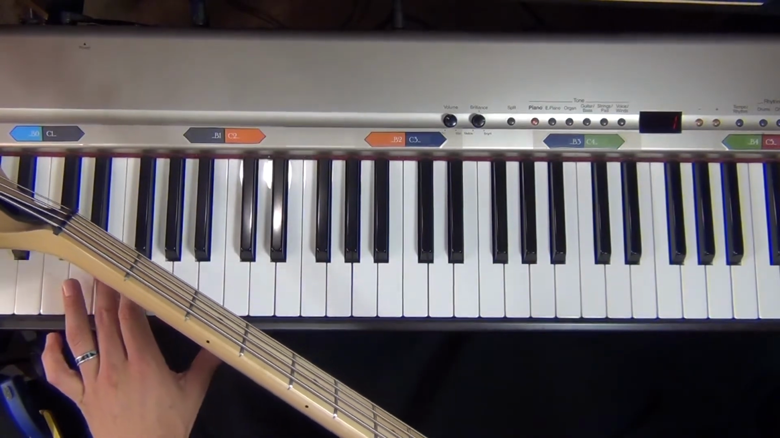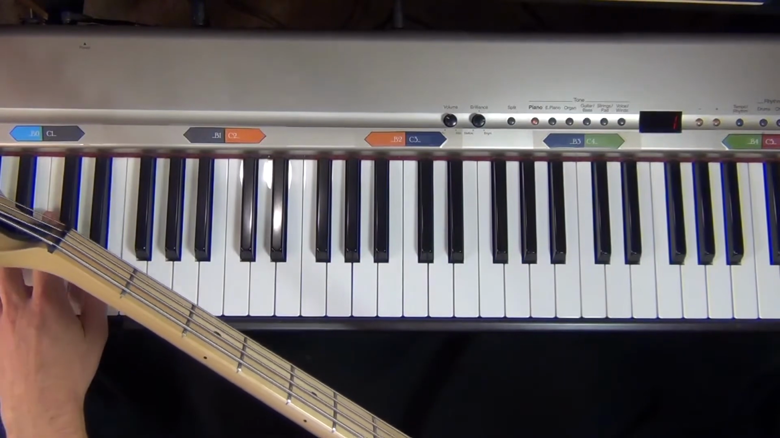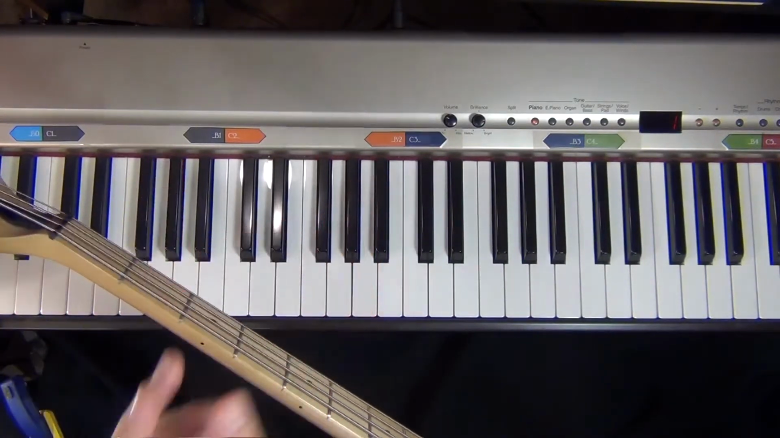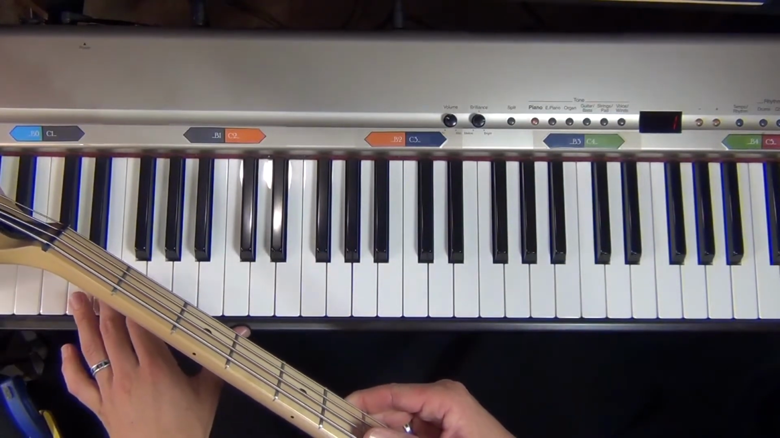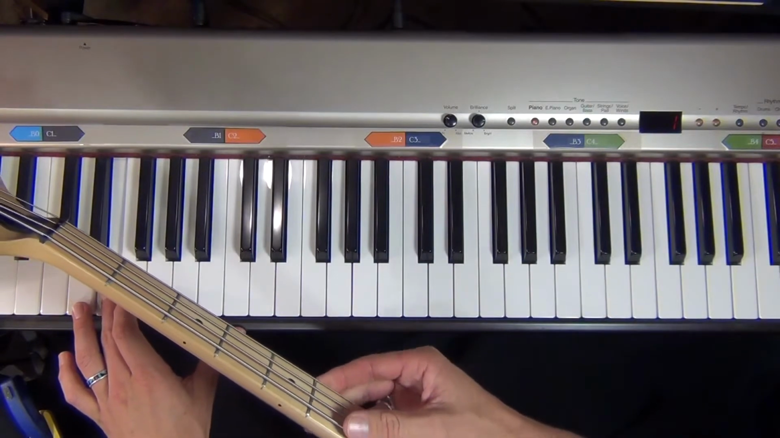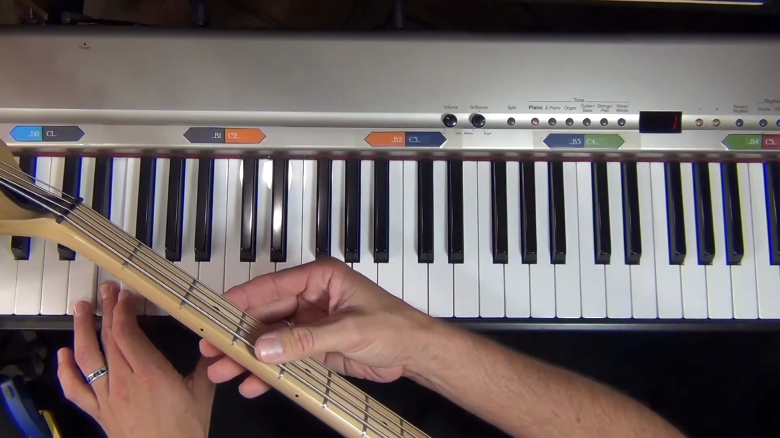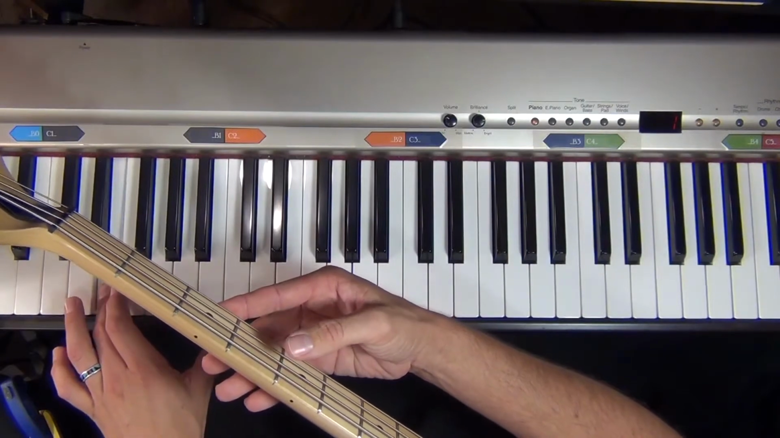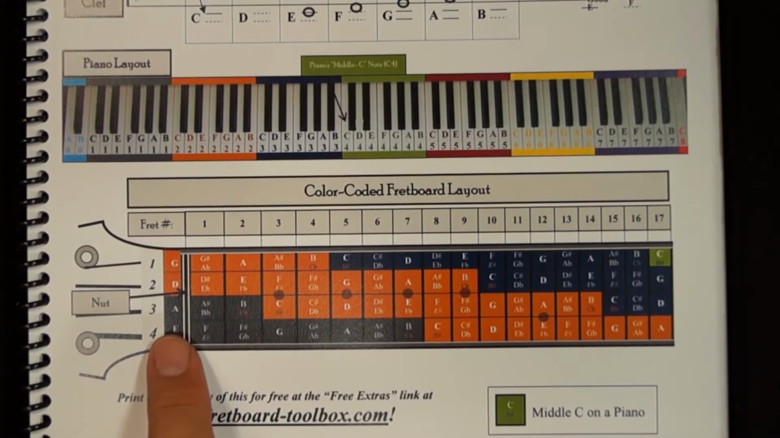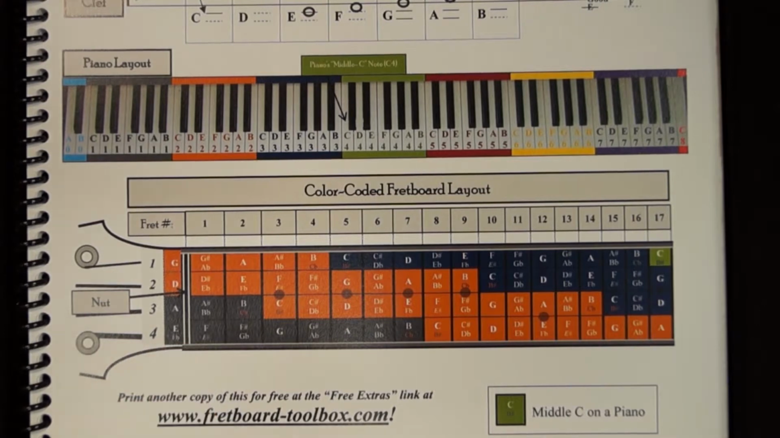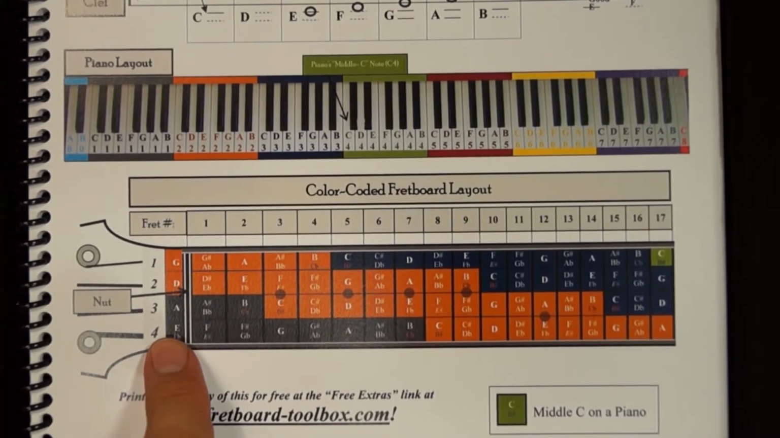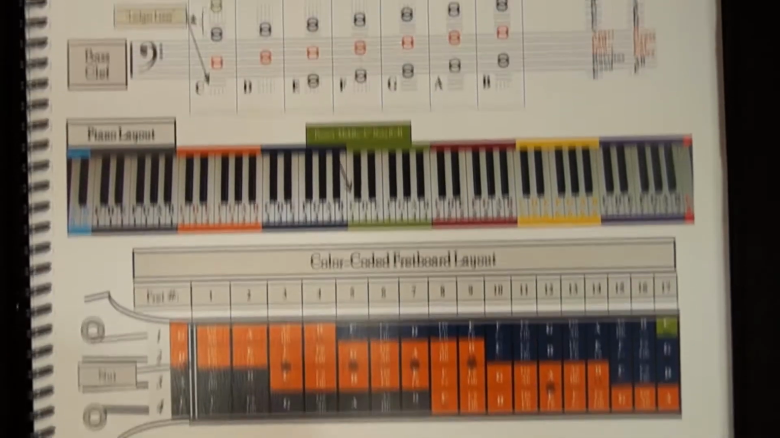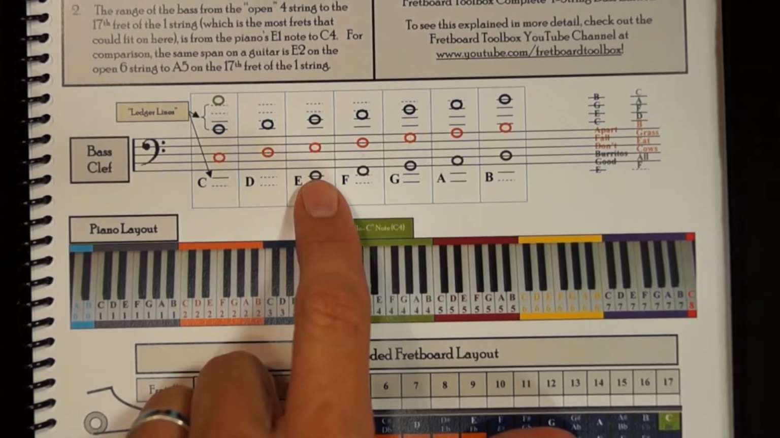So the low E note is almost at the end of the piano. There's only that many keys left. So the 4-string bass goes almost to the end of the piano. We have E1 right here, and on the bass that's the 4th string open. That's E1 on my fretboard layout, which corresponds with this E note here, which on a bass clef is the E note one ledger line below the staff.